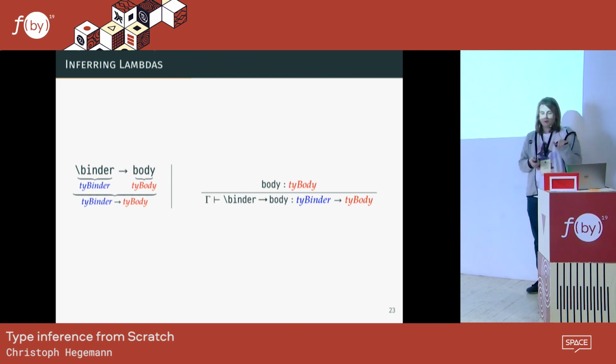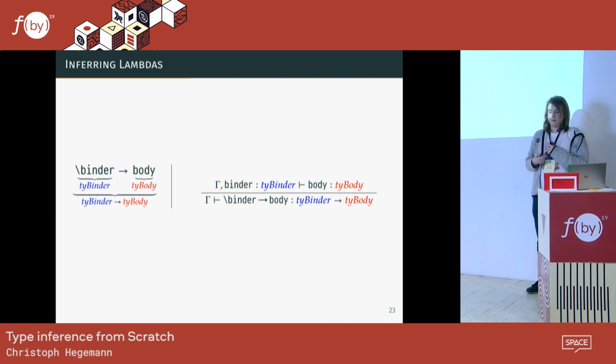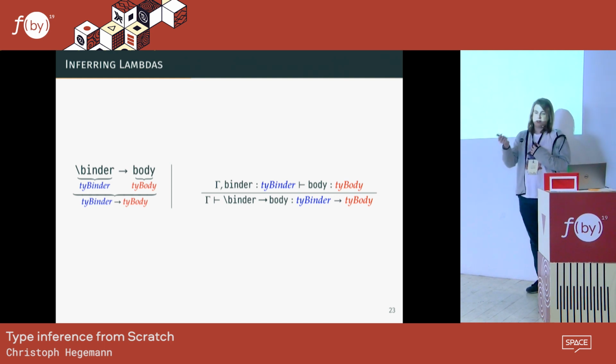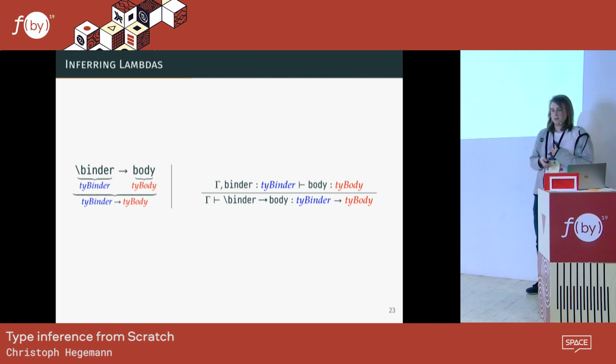And now we can fix our judgment for lambda abstraction. So if we want to show in the context of gamma that binder to body has type binder to type body, we need to show that body has type body in the context gamma extended with the binding for the binder. So we have binder at type binder, and inside that context we need to show that the body has type body.